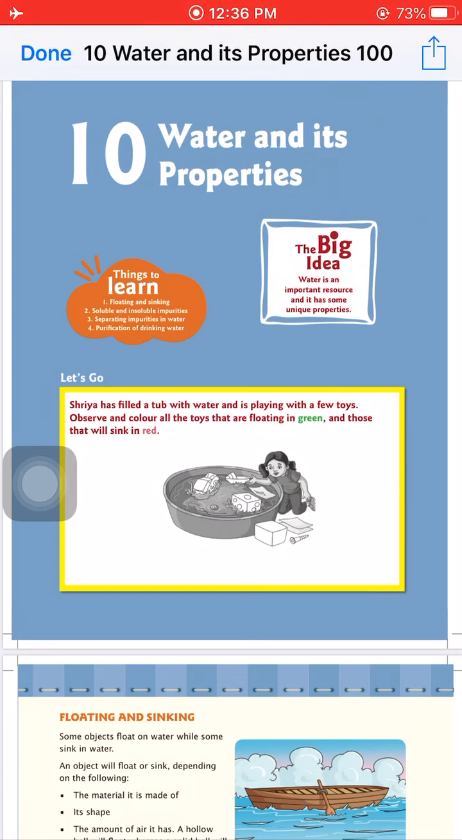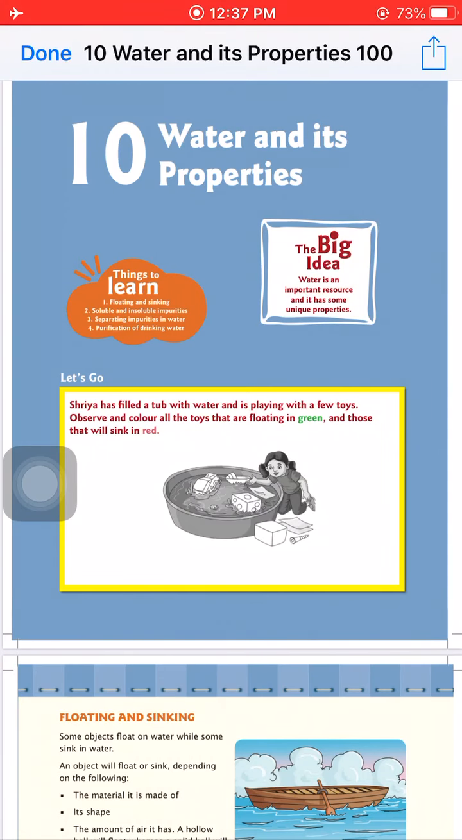Hello students, today we start our 10th chapter, water and its properties. As we know, water is a natural resource present on earth in a very large quantity. 70% of the earth's surface is covered with water. This water is present in different water bodies like rivers, ponds, lakes. These are some water bodies. So in this chapter we learn about water and its properties.